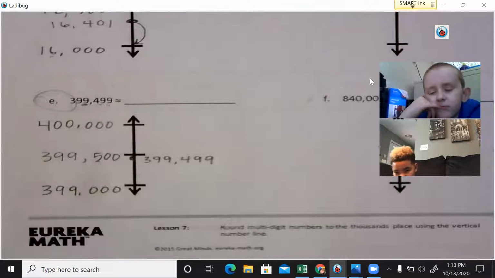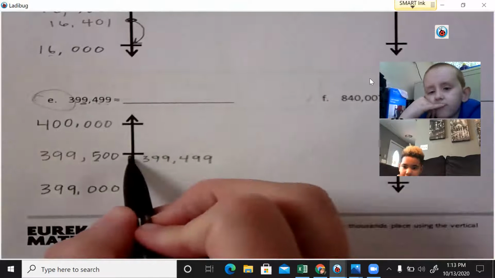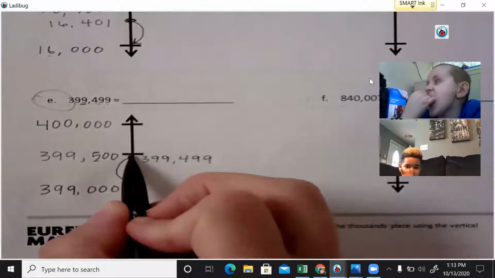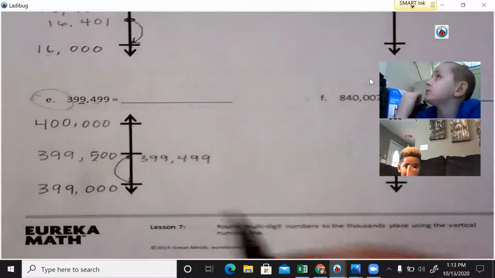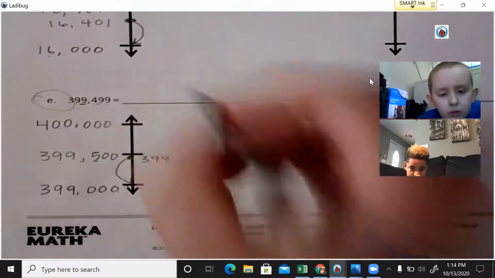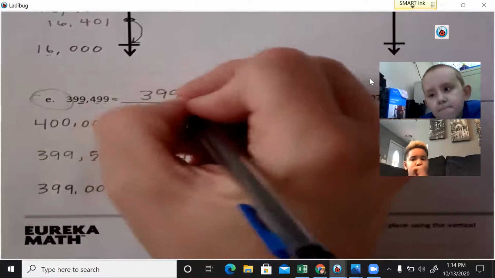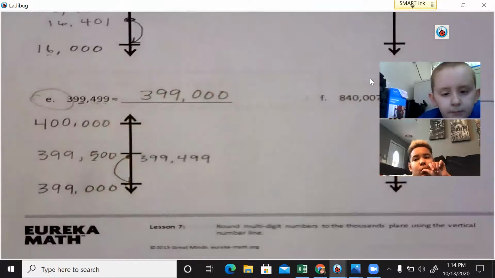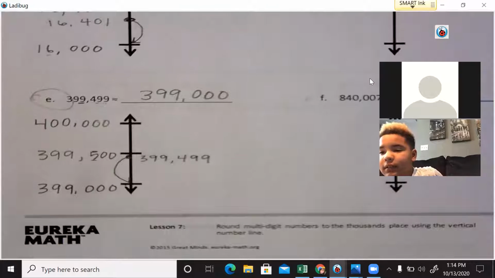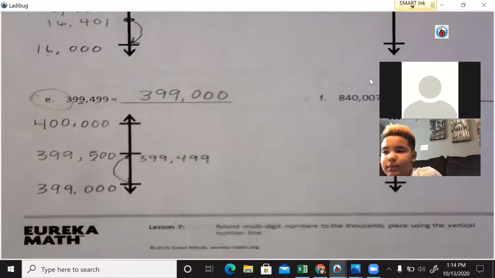399,499. So anything underneath this dash is going to be rounded down. Anything touching the dash or above will round up. So we're going to round this number down to 399,000.